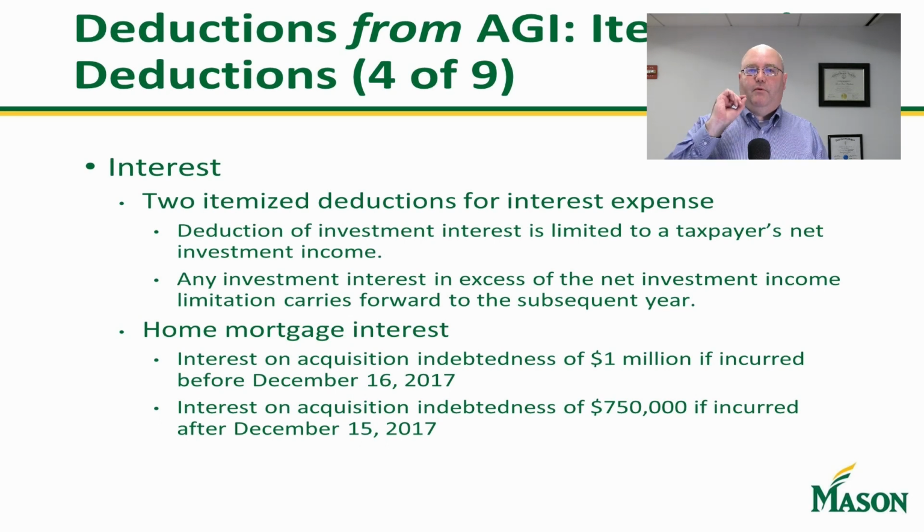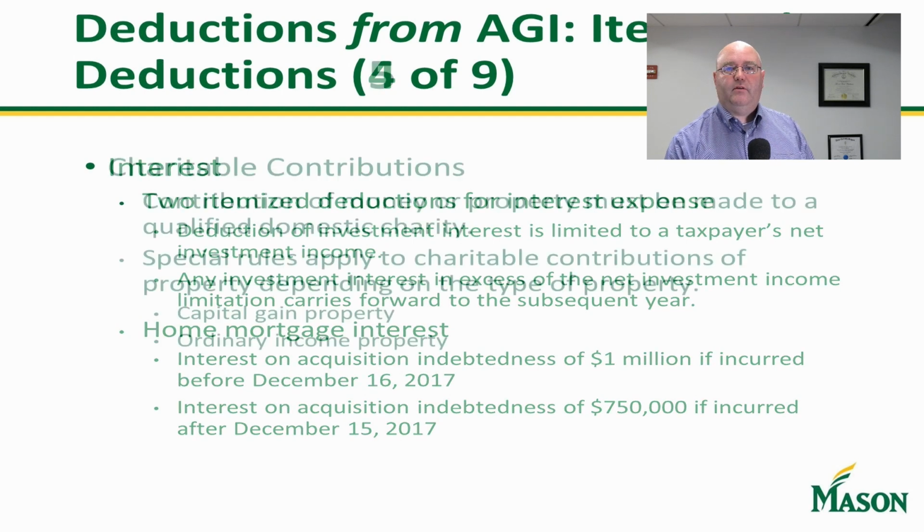Now, if the debt was before 2016, it's $1 million or less. If it's after December 15, 2017, it's $750,000 or less. Okay. And that's total house debt, period. So if you have two houses that you're living in and you're going back and forth, you can't have more than $1 million in debt if it's before the old rules, and then $750,000 under the new rules.